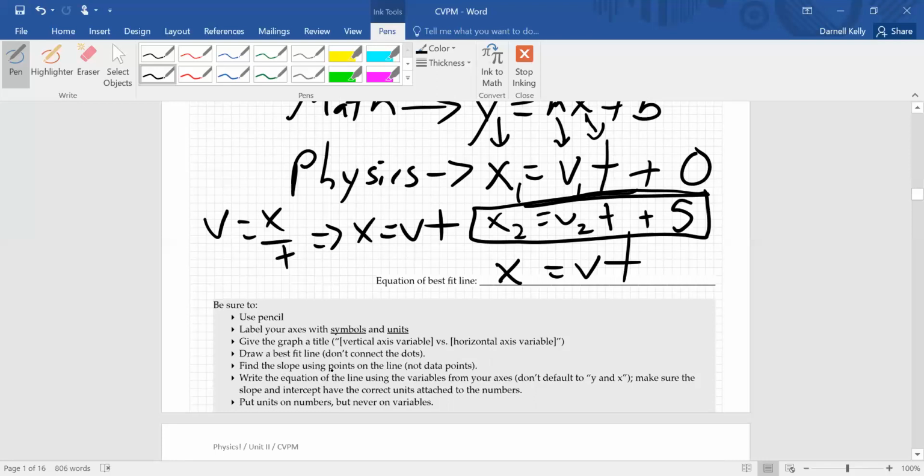Find the slope using points on the line, not the data points. Why is that? Because the line of best fit represents your average velocity. That's why that is important. Write the equation of the line using the variables from your axes. Don't default to y and x. Make sure the slope and intercept have the correct units attached to the numbers. So that's what we did. x equals velocity times time. We just didn't say y equals x, blah, blah, blah.